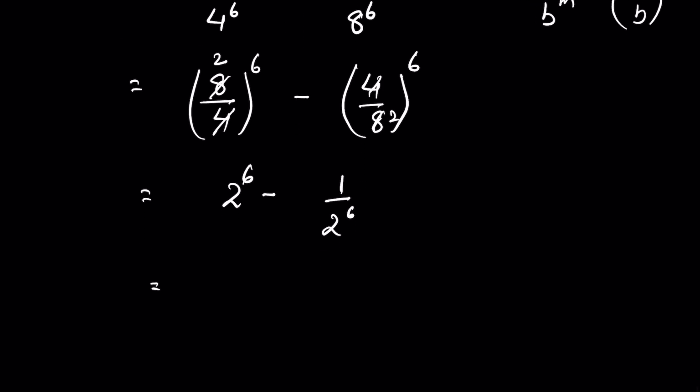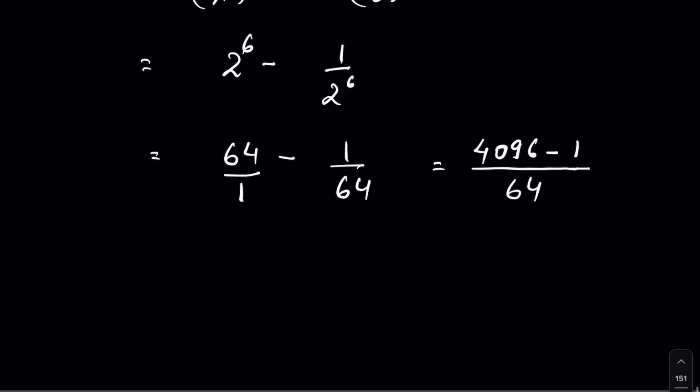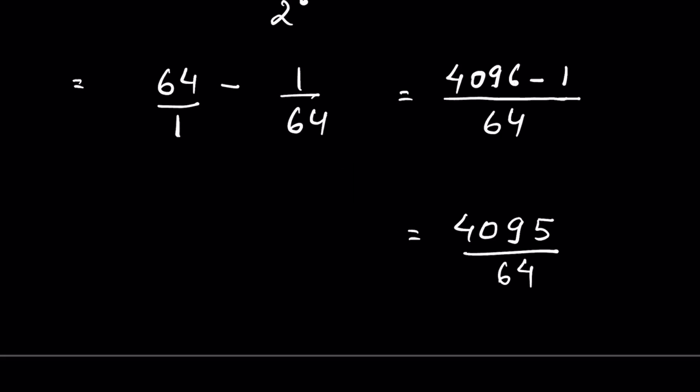2 raised to the power 6 is equal to 64 minus 1 upon 64. Now let's put 1 as the denominator here. So the common denominator will be 64. 64 times 64 is 4096 minus 1. So it is 4095 upon 64. We can break this down into a mixed fraction, or we can leave it here.